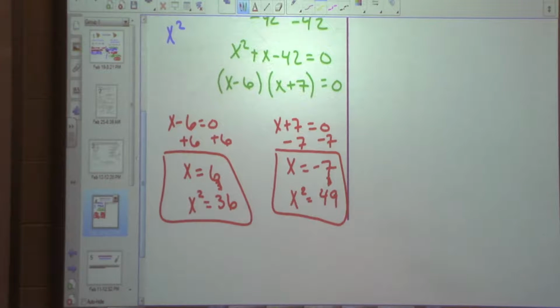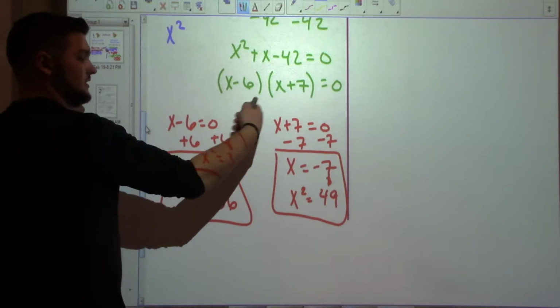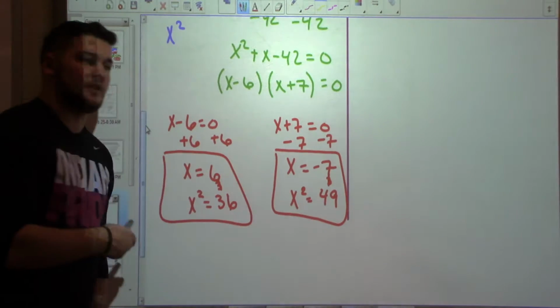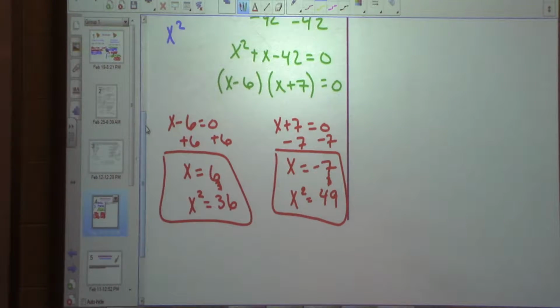Make sure you're answering their question. Do not just box 6 and negative 7. That's wrong. Make sure you're answering the question. It's like 6 is one number, 36 is the other. Negative 7 is one number, 49 is the other. Right, does that make sense?